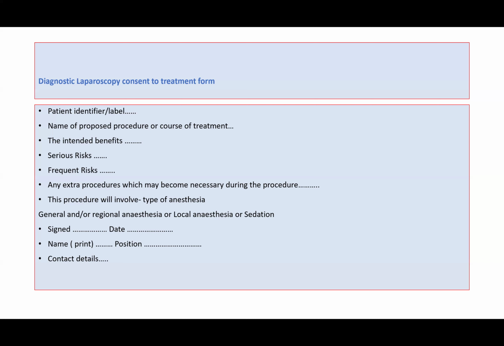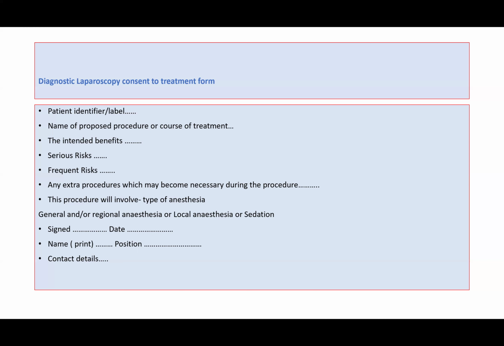So as I told you, there may be an extra procedure. If any injury happened, like to an organ such as the bladder, bowel or water pipe, then repair of that becomes necessary. And sometimes if bleeding is heavy, then in that case we need to open the tummy as well. Right. Okay. So you have to sign this. I am informing you of all these things.